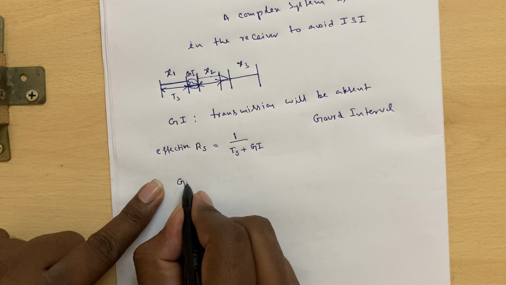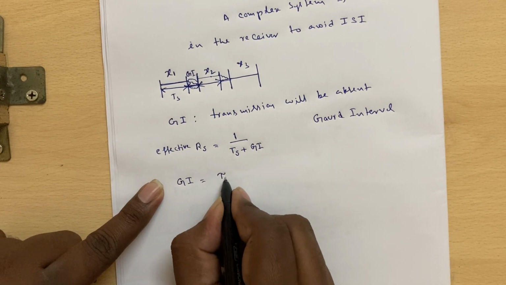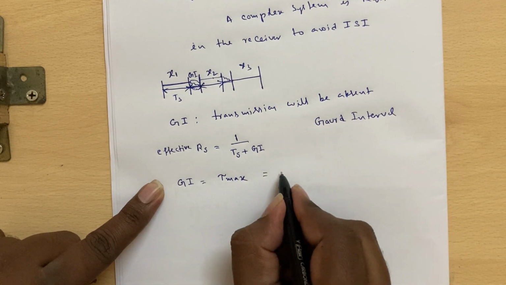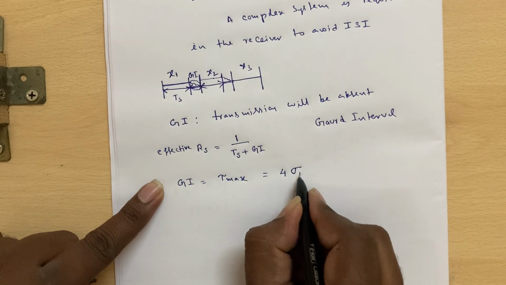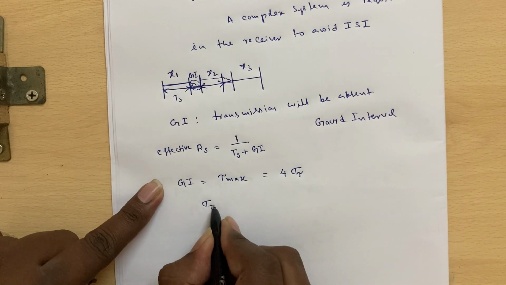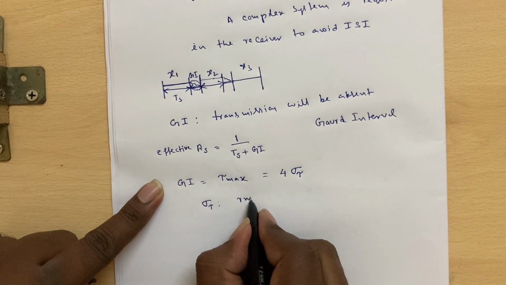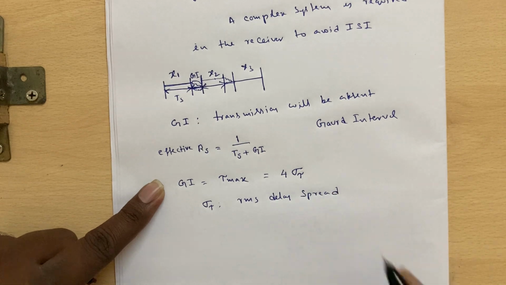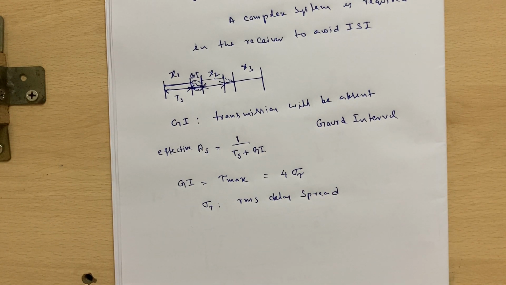The guard interval can be taken as the value of tau max, or you can also take it as 4 times the RMS delay spread. We will discuss it later. So that is the guard interval. Using a guard interval to avoid ISI will reduce the overall symbol rate, and it will reduce the bit rate of the communication. We will discuss this further in the next class.